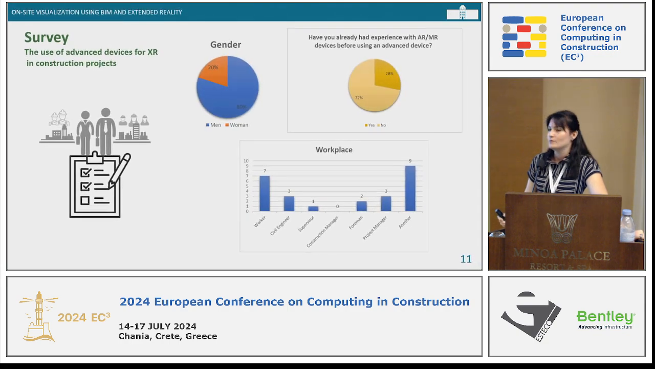We also made a survey. We invited 40 workers on the construction site to be in our survey, but 15 of them decided not to participate because they thought that advanced devices in construction are not really working for them, because the traditional way is the best way. So we gathered only 25 people for our survey. Most of them were men, only 5 were women.